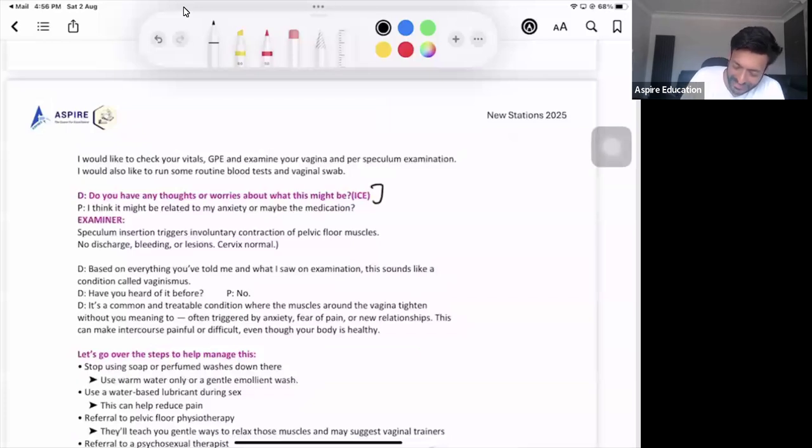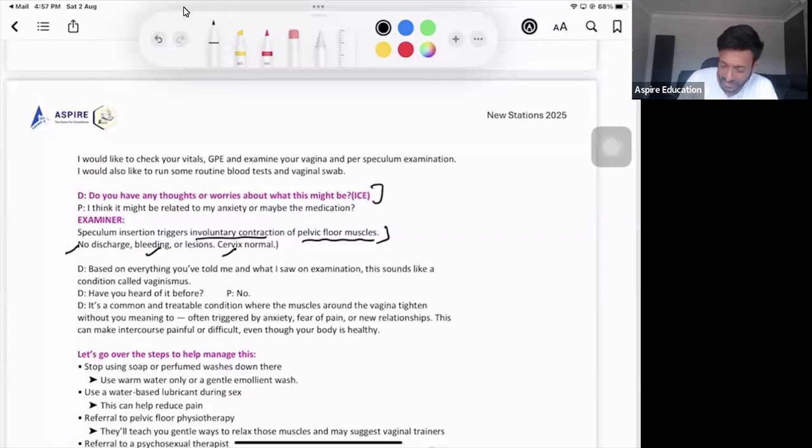Right? So the examiner gave you the finding: speculum insertion triggers involuntary contraction of the pelvic floor muscles. There is no discharge, there is no bleeding, cervix normal, but there is involuntary contraction. Then this is enough to conclude, and you can always say now that the patient has got postcoital pain, which is something we call vaginismus. Have you heard it before? No. So it's a common condition.